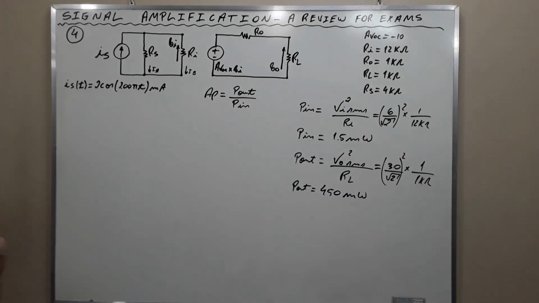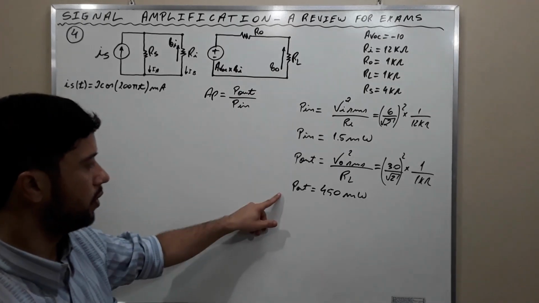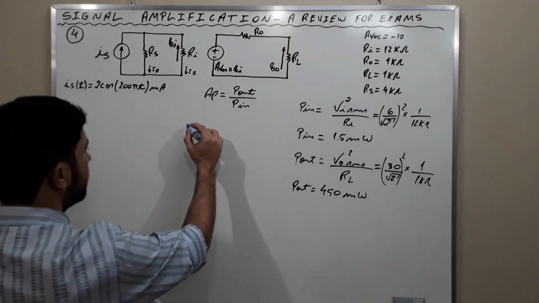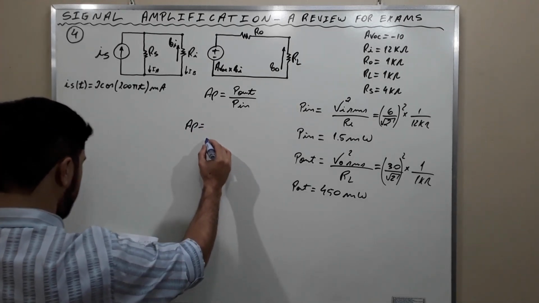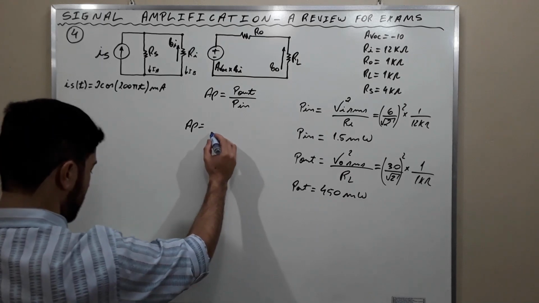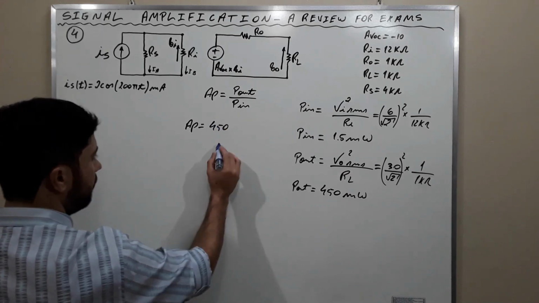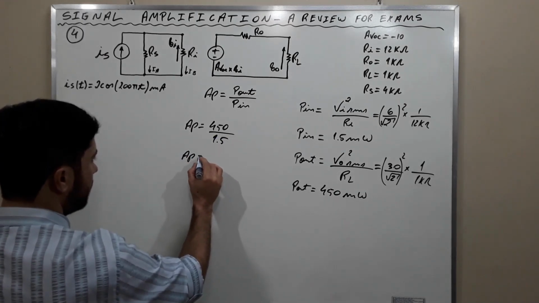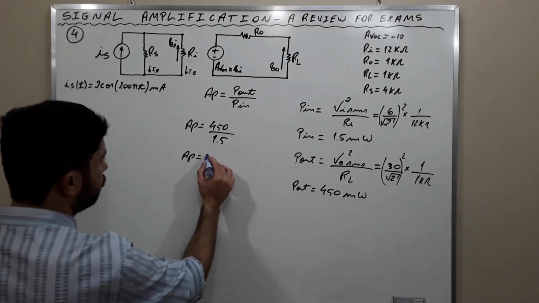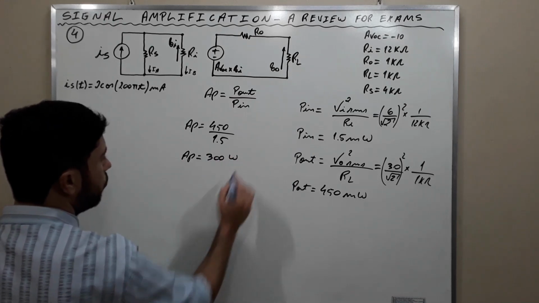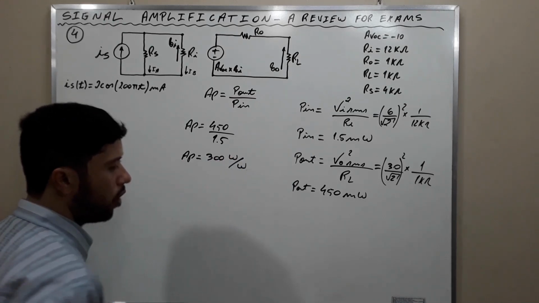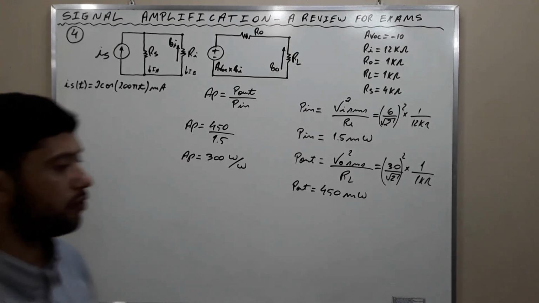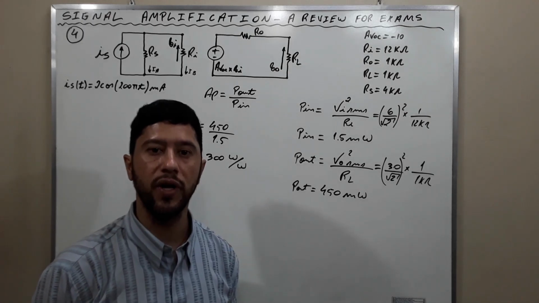We are now in possession of the values that we needed. We simply use them. AP is going to be 450 divided by 1.5, and we find that the power gain is 300 watts per watt. Okay, my friends, and this is all for exercise 4. Let's go to exercise 5.